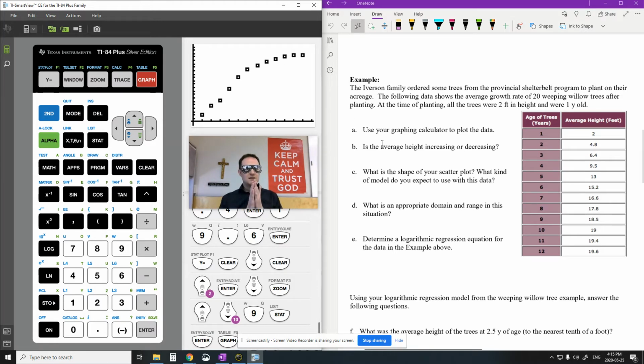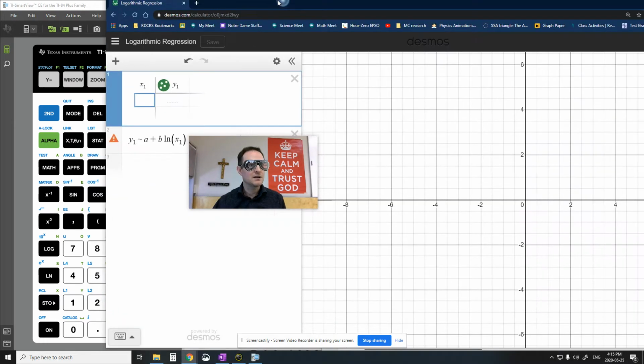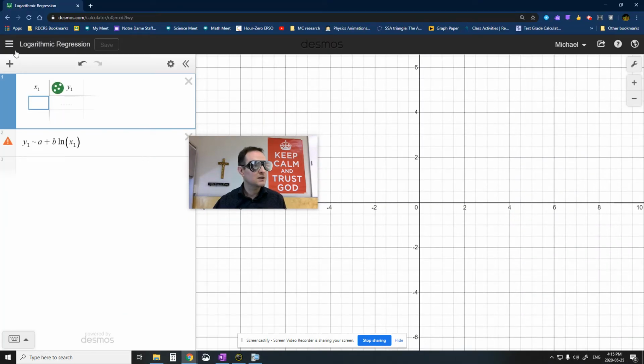Okay, is the average height increasing or decreasing? So the amount it's increasing is changing by smaller amounts, but it technically is an increasing graph. So I know that my a value, or the number that's in front of the log, is going to be a positive number. Remember, that's how we determine that. If it's negative, it's going the other direction. So I could show you what that looks like on Desmos here, just really quickly.